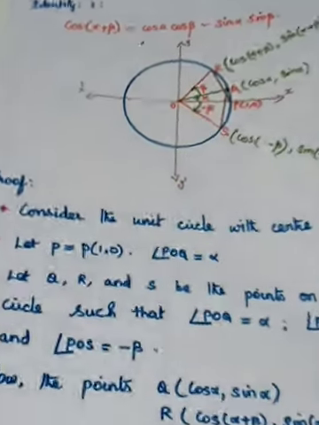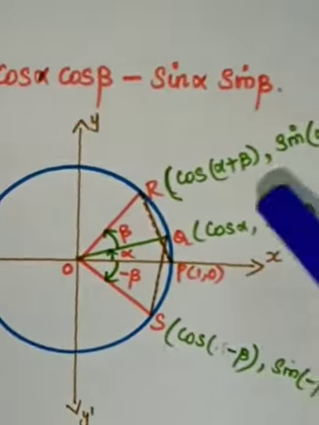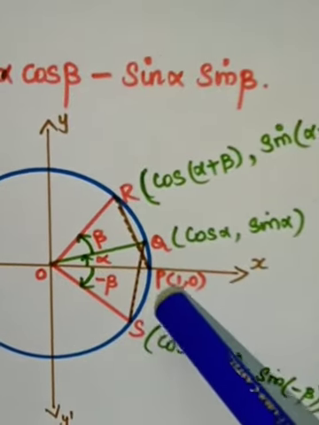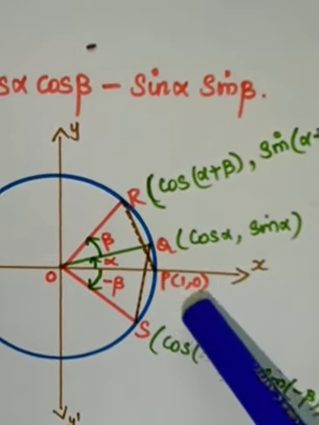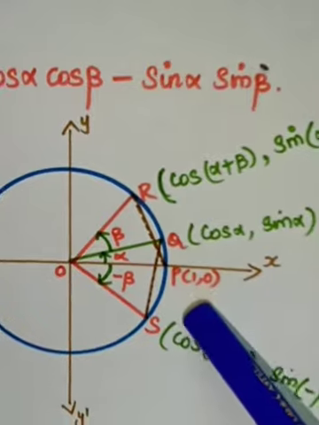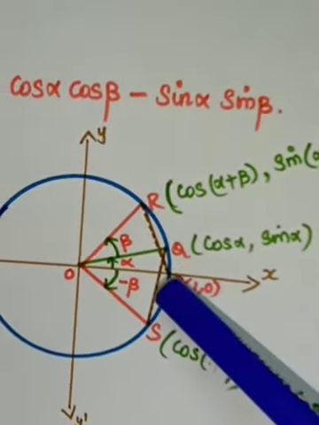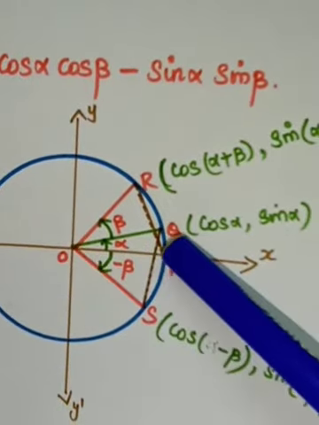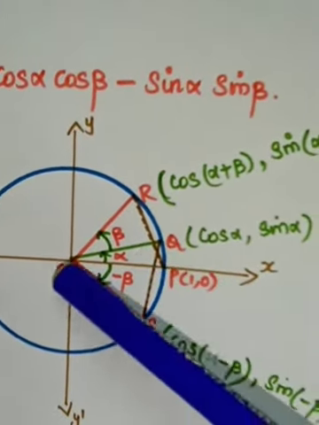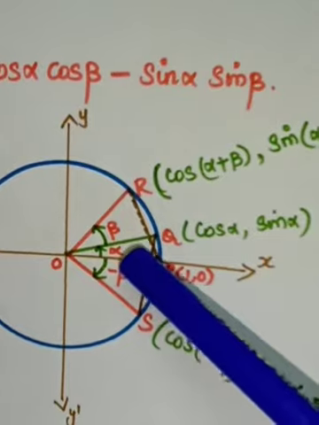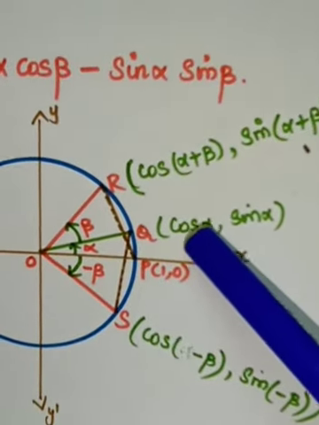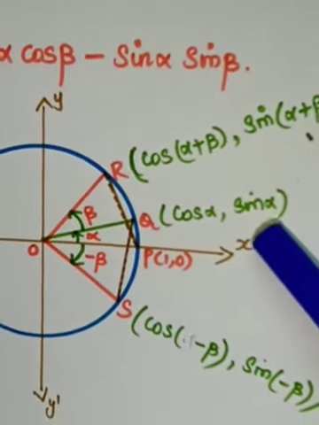Now you see, what is the coordinate of P? It is nothing but cos 0, that is 1, and sin 0 is 0. So that is 1 comma 0. Okay, and next, the Q point. You see the angle. What is the angle here? POQ. It is alpha. So it can be written as cos alpha comma sin alpha.